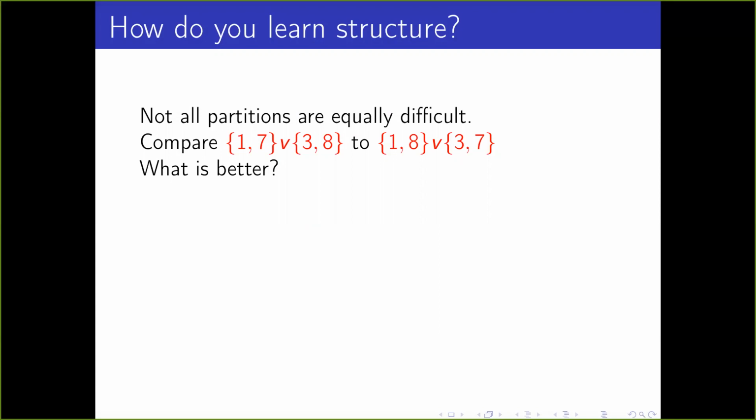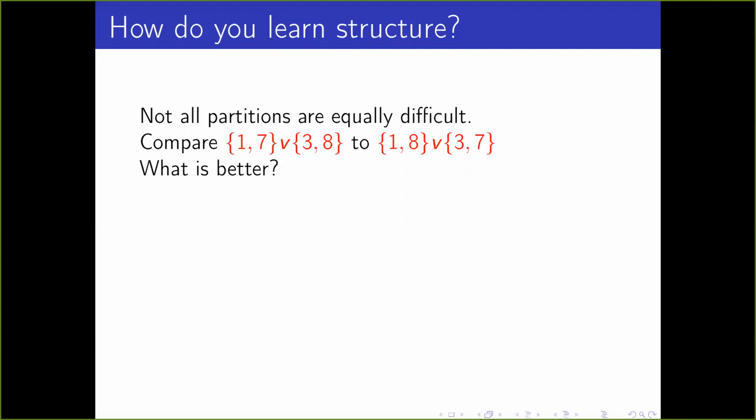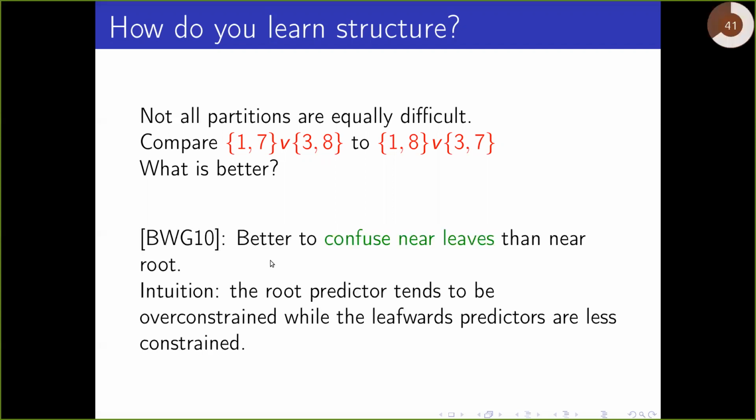But once we make an error at the top, we cannot recover. So your intuition is correct, but it's just slightly more subtle. The problem is that the root has all the examples on it, and that means that it tends to be very over-constrained. It's forced to make errors because it just can't even represent the solution effectively. And that means that you want to deconflict the root as much as you can. That was the basic observation in this paper. It's better to have confusing decisions near the leaves than near the root.